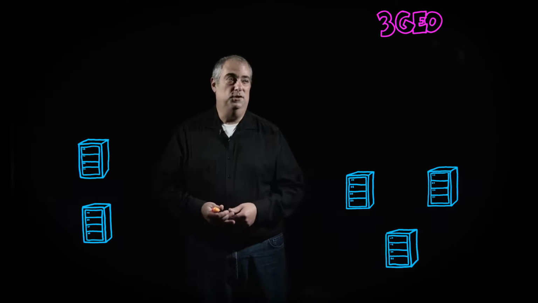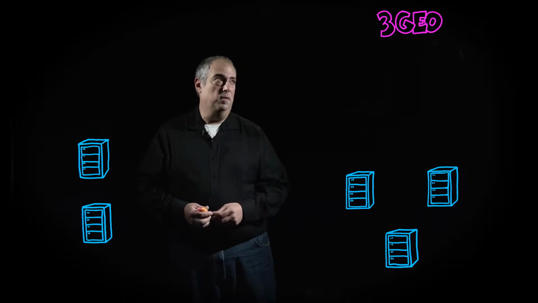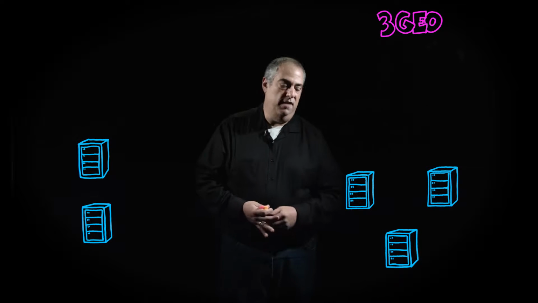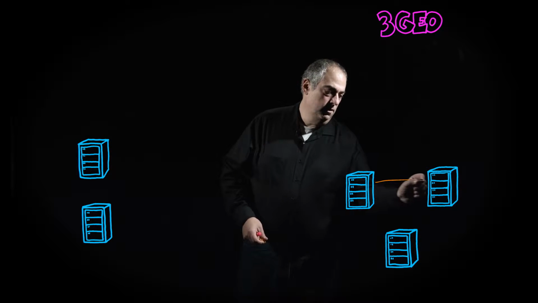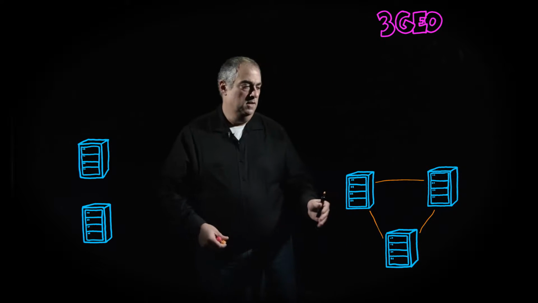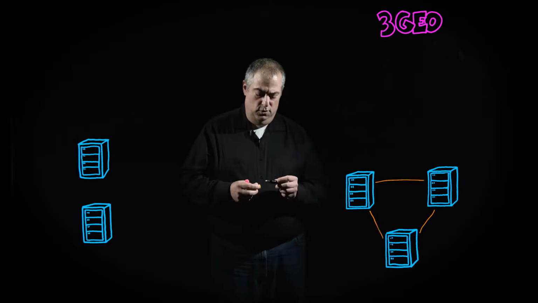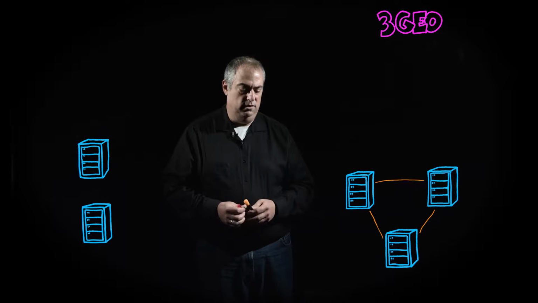And today we're going to talk to you about the 3-geo deployment model of the Active Archive object store. And what we mean by the 3-geo deployment model is where we take 3 Active Archive appliances and interconnect them into 3 separate locations using redundant WAN connectivity links, thus turning it into a single unified cluster that can be accessed from any one of those 3 locations.